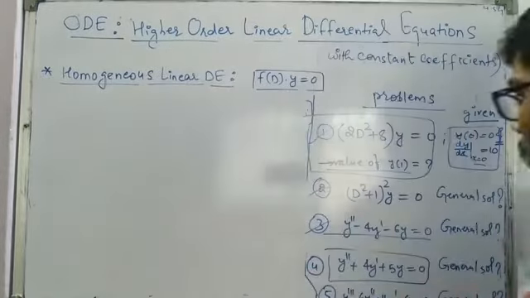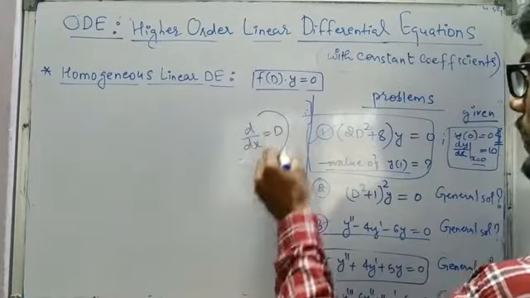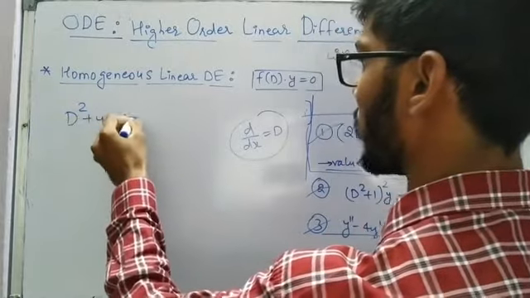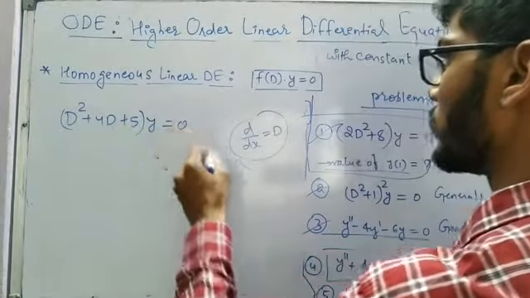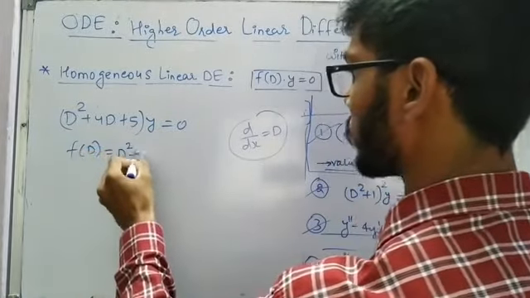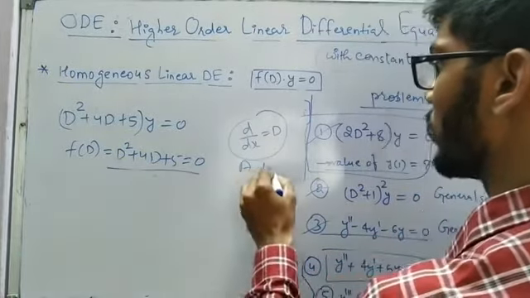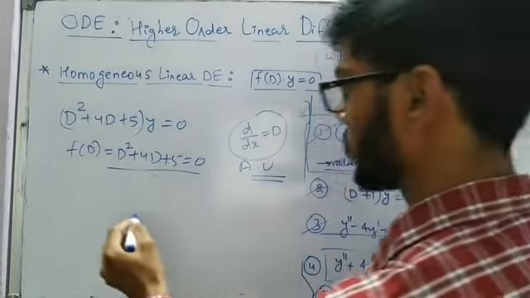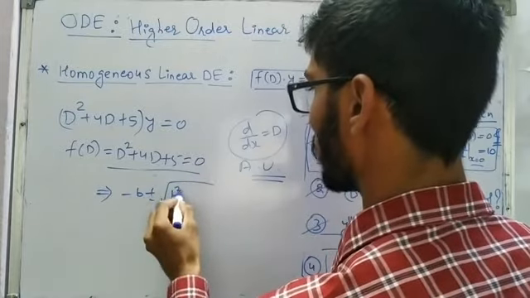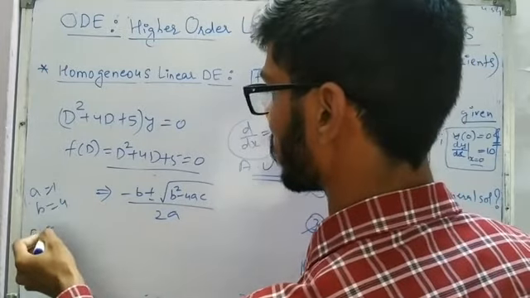Again we do not have the function of D directly, so I am putting d by dx as capital D. I'll write it directly over here: D square plus 4D plus 5, into y, is equal to 0. So this f of D equals D square plus 4D plus 5 equals 0. This is going to be our auxiliary equation, and we have to calculate its roots. Again, for the quadratic equation we make use of the formula minus b plus minus under root b square minus 4ac upon 2a. So a is 1, b is 4, and c is 5.